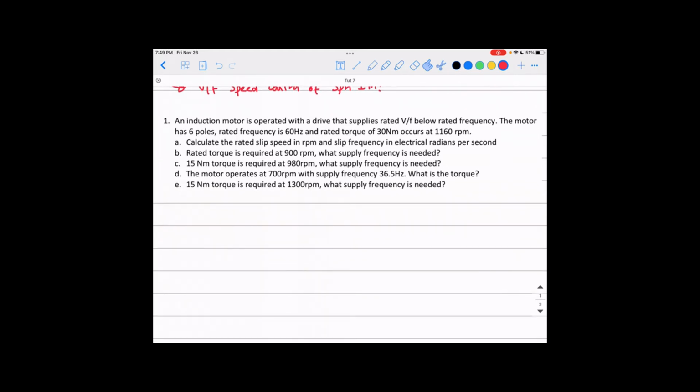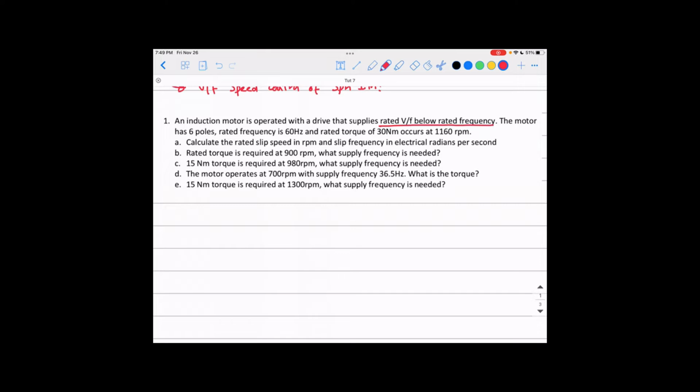So the problem here says that you have an induction motor operated with a drive that supplies rated V over F below rated frequency. This is just giving you a V over F speed control, working at the rated V over F ratio below the rated frequency, which is actually the typical way of doing the V over F speed control. The motor has 6 poles.